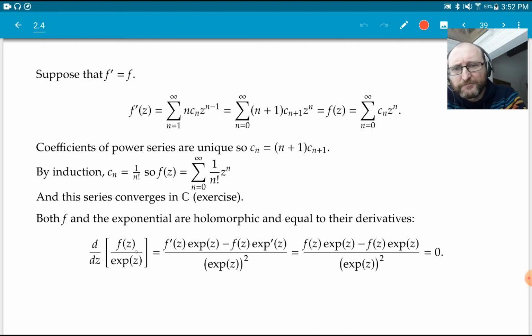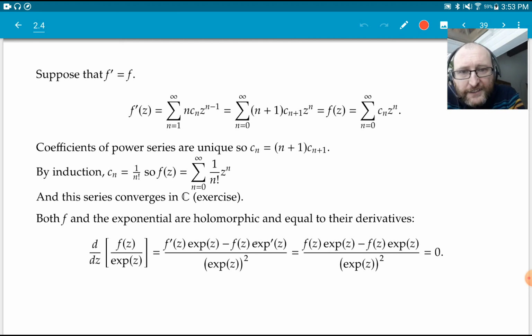I'm writing x just to make it easier, because I want to use x prime. It would be a little hard to write with e to the z, so that's why I'm writing x here. And let's differentiate the quotient. So, quotient rule. Both are holomorphic, and we know that the exponential is never 0, so this makes perfect sense.